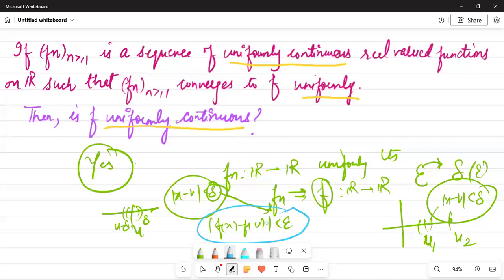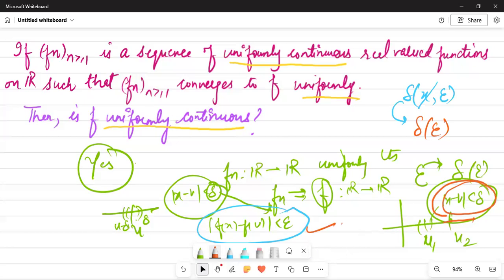In continuity, for every epsilon and for any point, you get a delta. But in that case, your delta might depend on your point and your epsilon. When you talk about uniform continuity, it should not depend on the point, but just on your epsilon. So anywhere you choose your points on the real axis, if they satisfy this, then this will be satisfied. This is the meaning of uniform continuity.